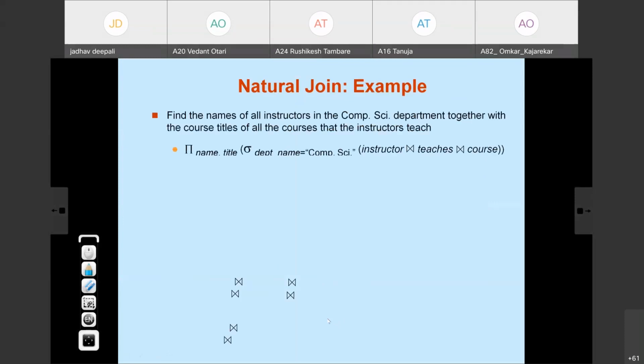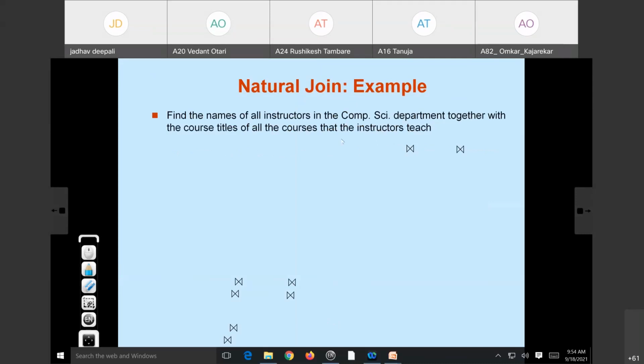Another example is given here. Find the name of all instructors in the computer science department together with the course title of all courses that the instructor teaches. So first we need to identify the relations on which this query is evaluated. To evaluate this query, which relations are required? Here we require three relations to solve this query.